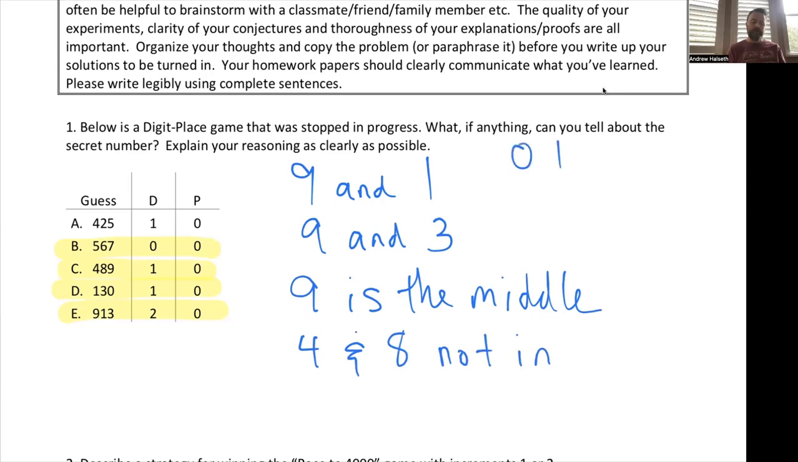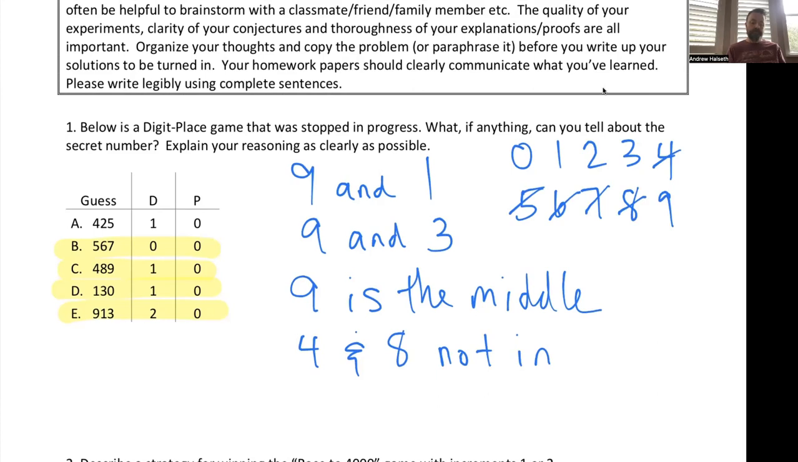I noticed a good strategy that some of you were using is to jot down all of the numbers and then cross them off as they get eliminated, right? So we know that 5, 6, 7 were eliminated from guess B, and we just figured out that 4 and 8 are eliminated, right? So we start to narrow down to a few numbers that are possible.